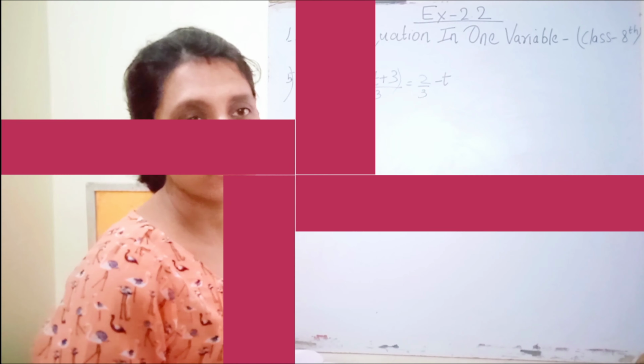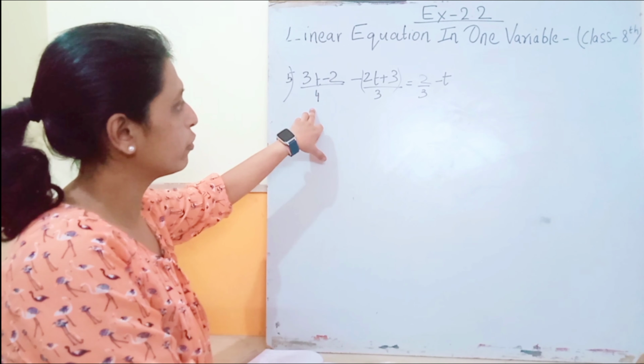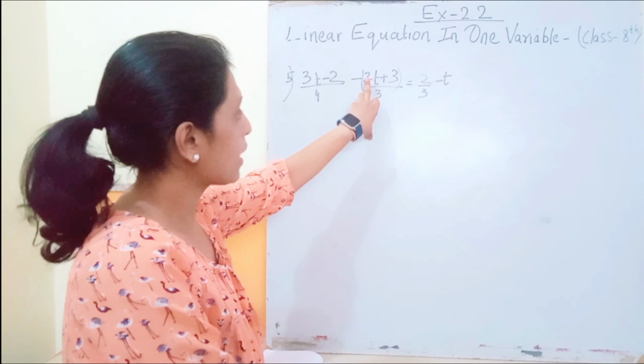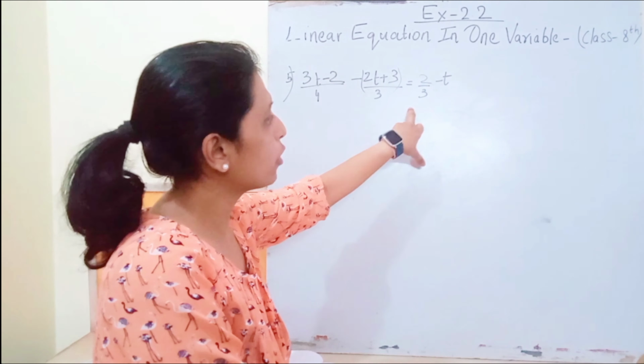Okay, so now the next question is (3t minus 2) upon 4 minus, in bracket, (2t plus 3) upon 3 is equal to 2 upon 3 minus t.